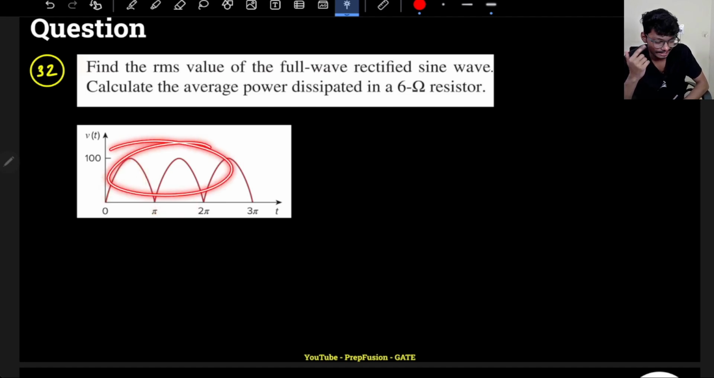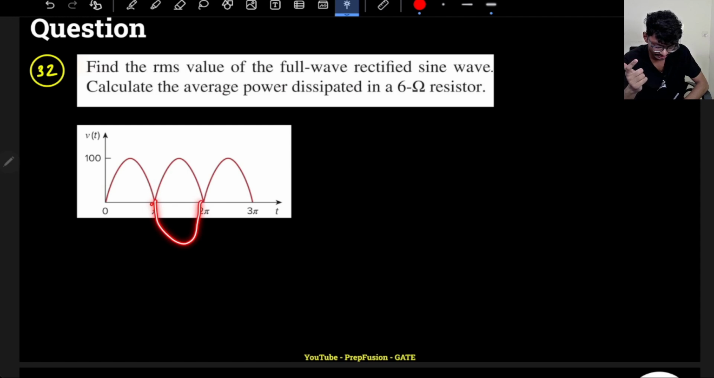It's not exactly a sine, because from 0 to pi it is exactly like a sine waveform only, but from pi to 2 pi this is not equal to sine. So what is it equal to? My sine was negative, but this is just the opposite, right? So it is minus of sine.